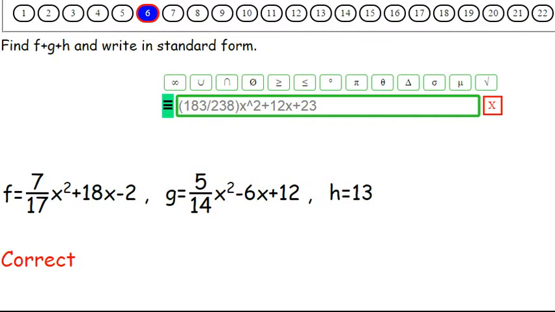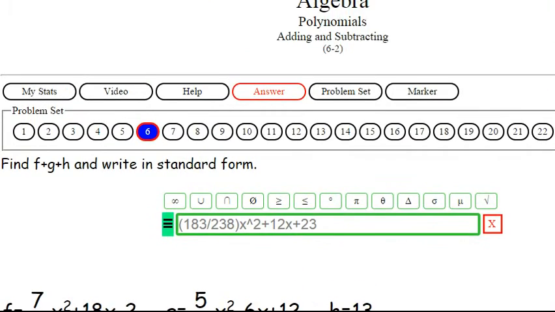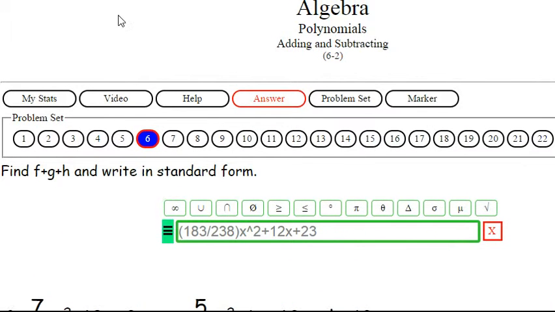I always hold my breath. You never know what it's going to say. I mean, it's either going to say correct or not correct. Okay, so that takes care of that.